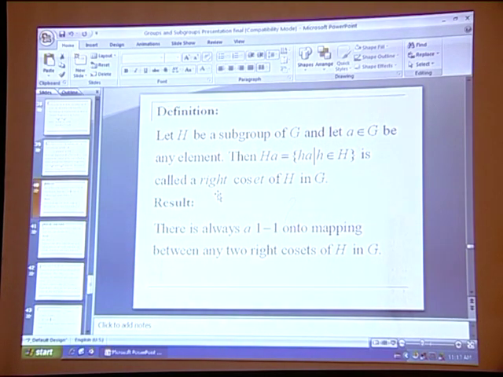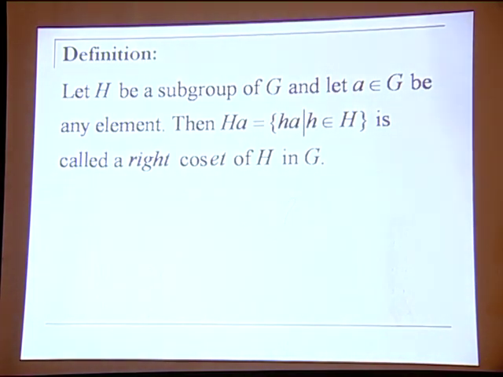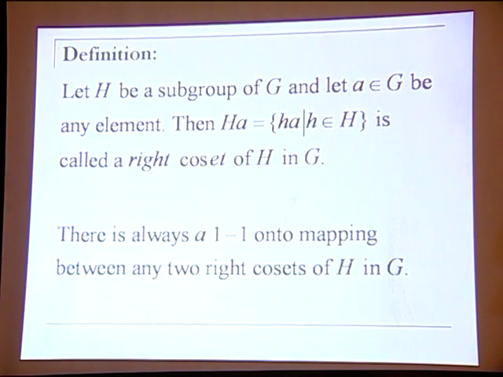Let H be a subgroup of G and let A belong to G. Then what is a right coset? If A is any element, then HA is said to be a right coset of H in G. There is always a 1-1 onto mapping between any two right cosets of H in G. That is a result which we will use in Lagrange's theorem.